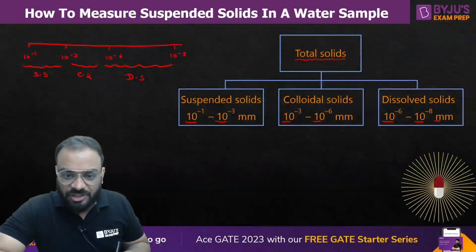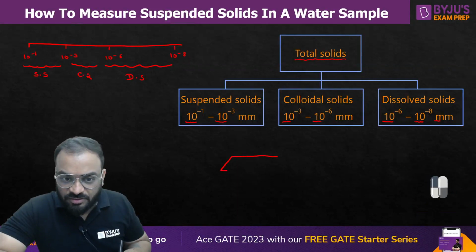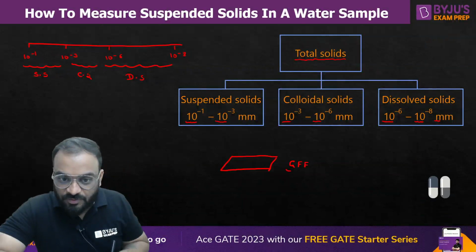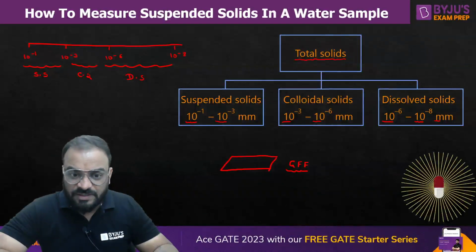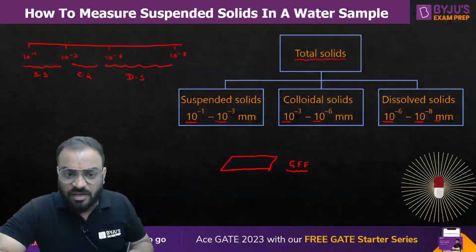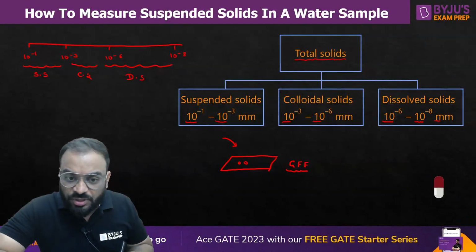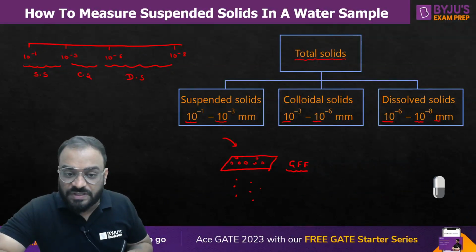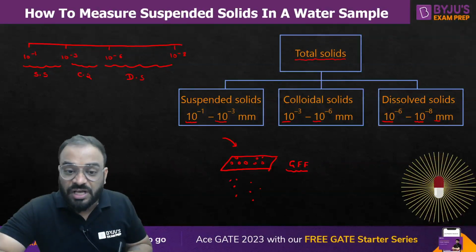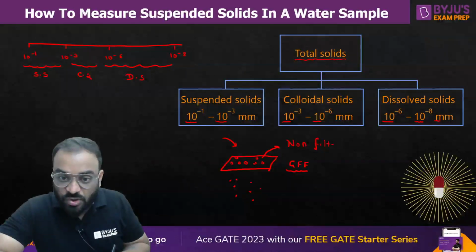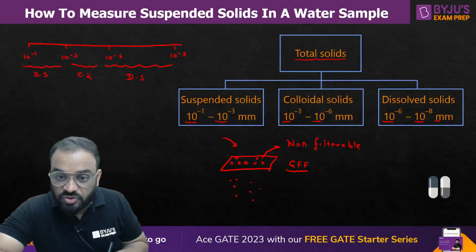Let us suppose you have a filter paper, a glass fiber filter, which has some opening size. If I allow the water to pass through it, then what will happen guys? Some of the solid may be retained over it and some of the solid may pass through it, right? So those solids which are retained over this particular filter are known as non-filterable solids.